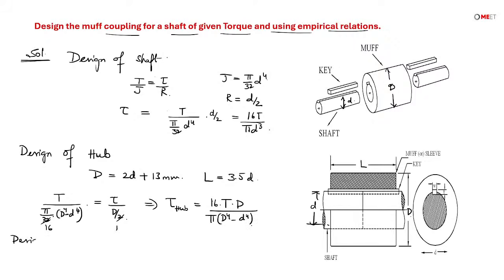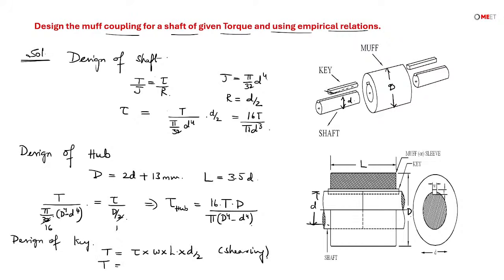Next is design of key, which we have done already. There will be 2 equations for the key. Torque is equal to shear stress into shearing area. The shearing area happens when the key is split into half. So that is width into length into d by 2. This is for shearing.